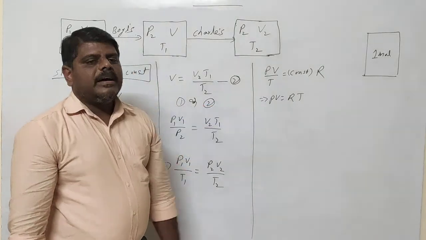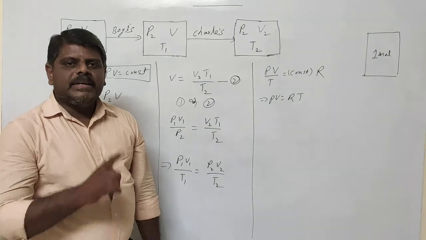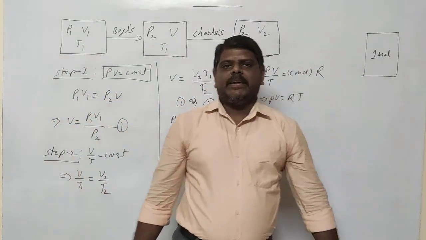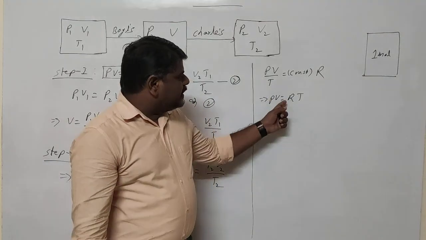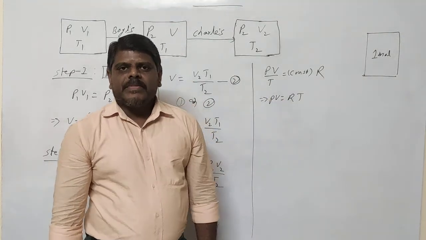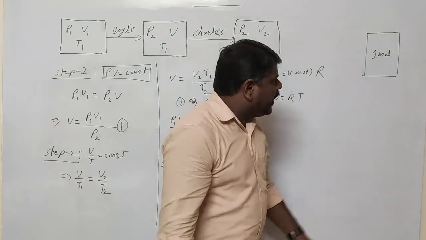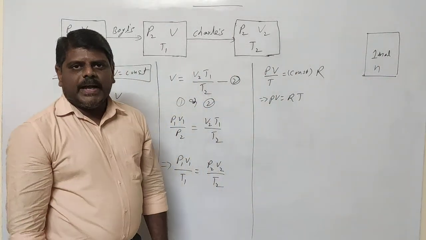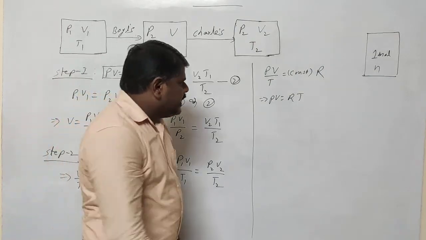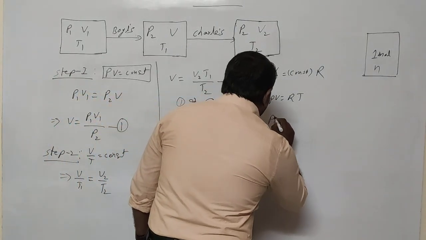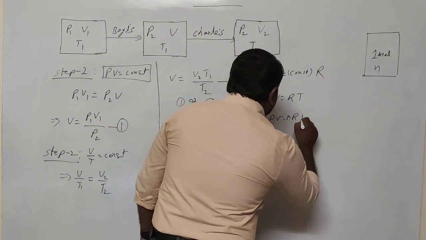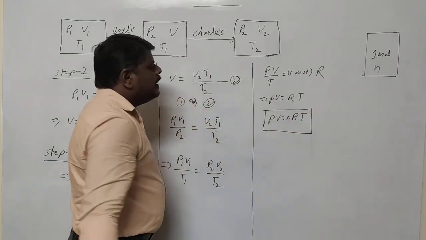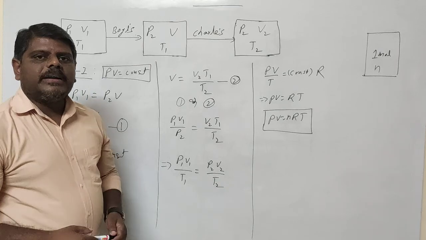This is the ideal gas equation, but how many moles are we taking? Only 1 mole. So that's why we take PV is equal to RT. Instead of 1 mole of gas, if you take n number of moles, then what happens to the equation? The equation becomes PV is equal to nRT. This is the ideal gas equation.